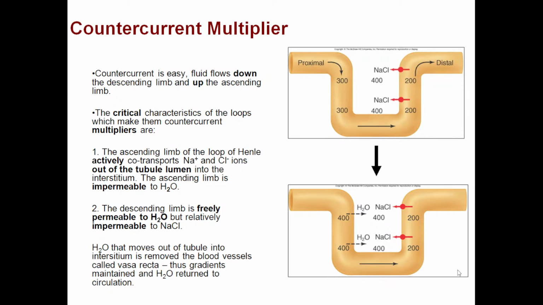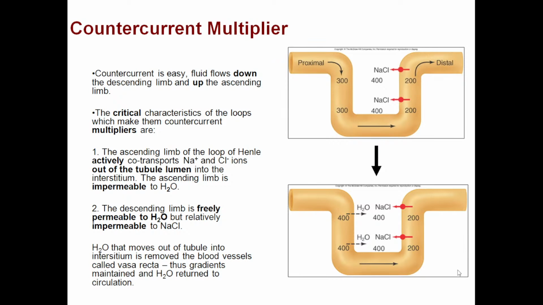So now we will talk about the countercurrent multiplier. Countercurrent describes the flow of fluid down the descending limb and up the ascending limb, and the critical characteristics of the loop which make them countercurrent multipliers.